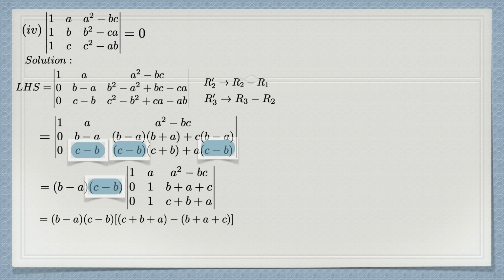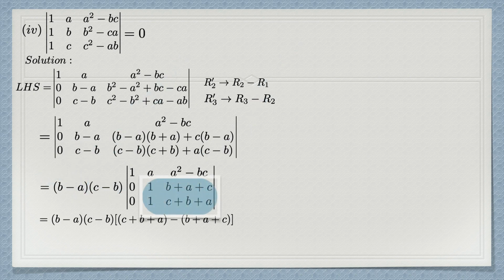Now we will expand this determinant. Expansion by the first column, because 1, 0, 0 is there, is simple for us. By expanding, we get C plus B plus A minus B plus A plus C. Now multiply the minus sign inside.